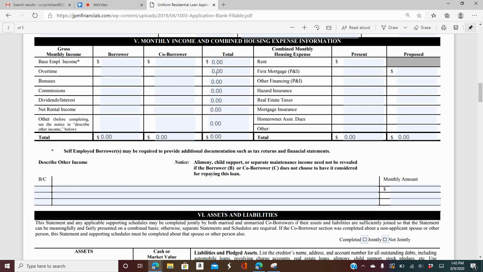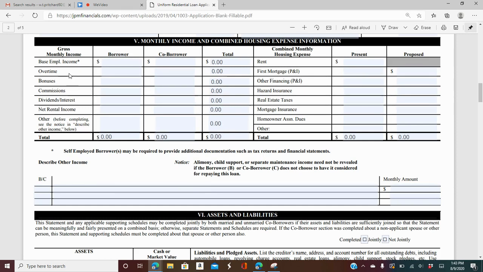Now, a W-2 employee is either paid weekly, bi-weekly, bi-monthly, or monthly. And as you see, there's breakdowns here: base income, overtime income, bonus, commissions, dividends and interest, net rental income, and other.